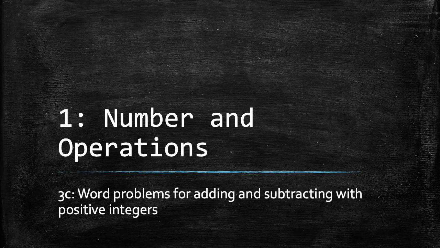Here's some tips for using word problems to represent adding and subtracting with positive integers. So I'm going to use some fairly simple word problems here that we can use as a good foundation for when we move on to negative integers, which are a little more difficult to think about intuitively. So I'm going to start with the problem 3 plus 2.